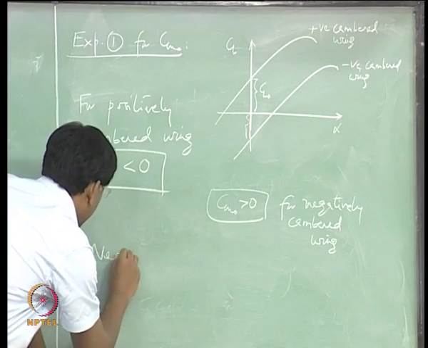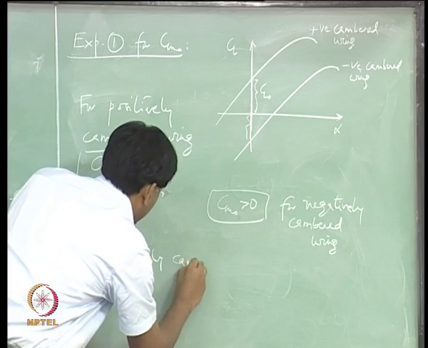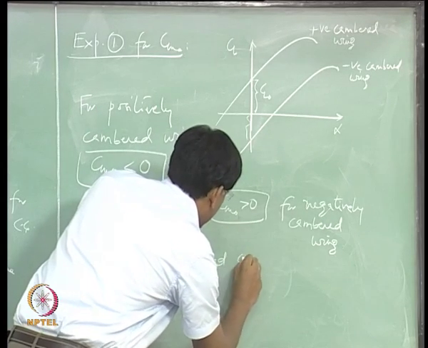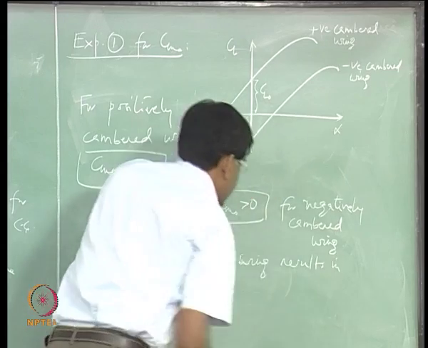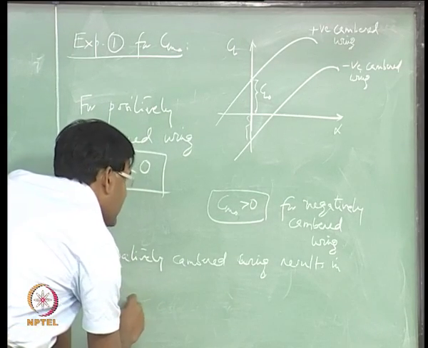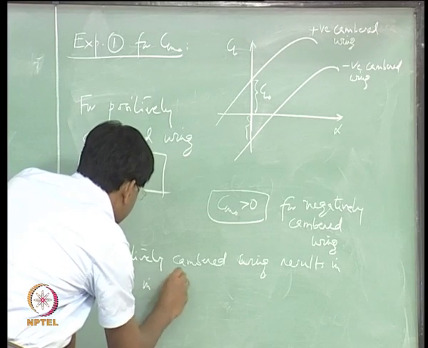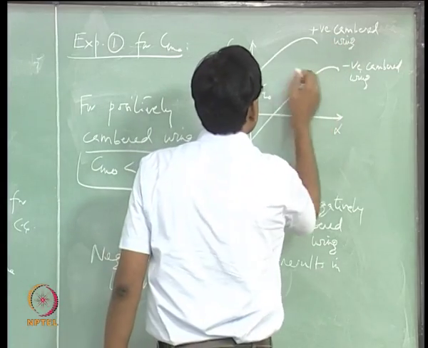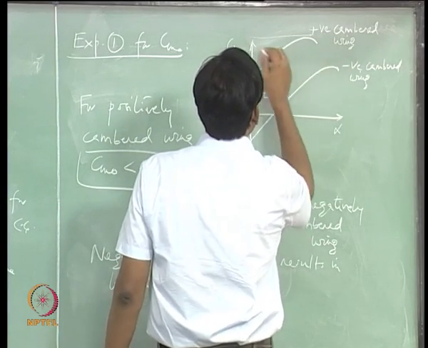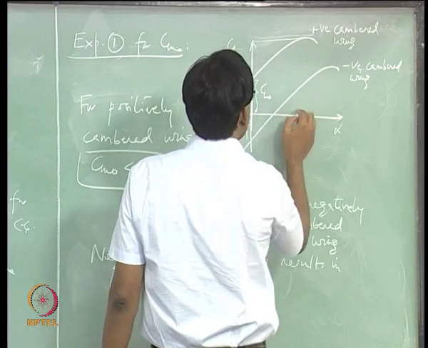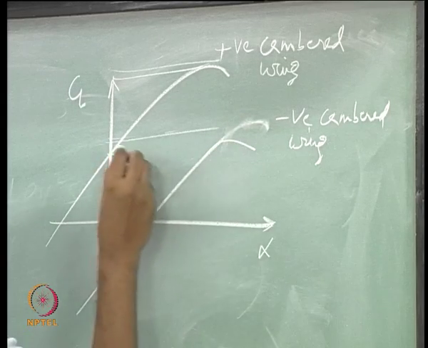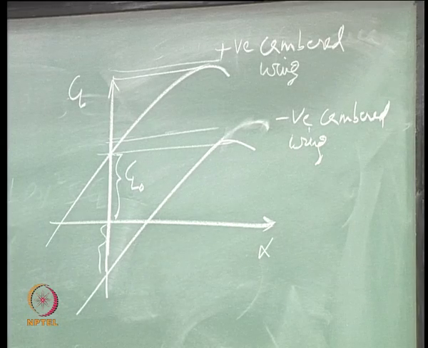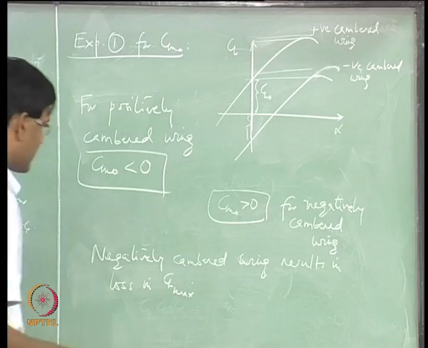Negatively cambered wing results in loss in CL max, which is clear from here. So, in the case of positively cambered wing, CL max is at this point, and for the negatively cambered wing, the CL max is far below. So, there is a loss in CL max which will affect the performance of the aircraft.